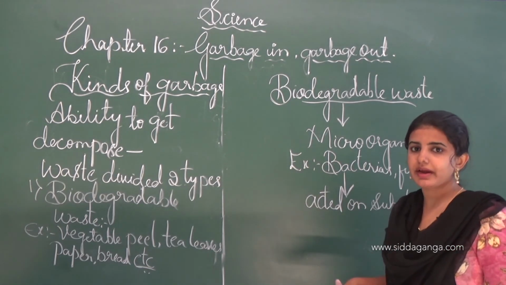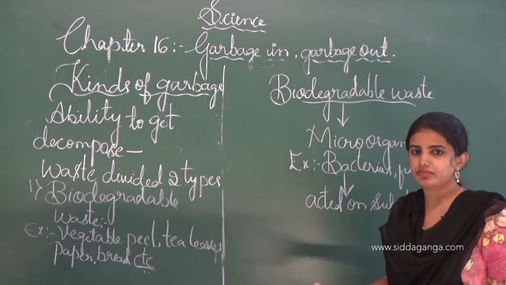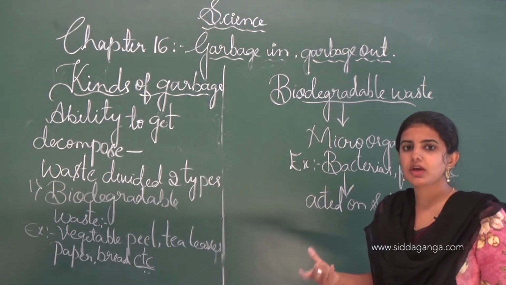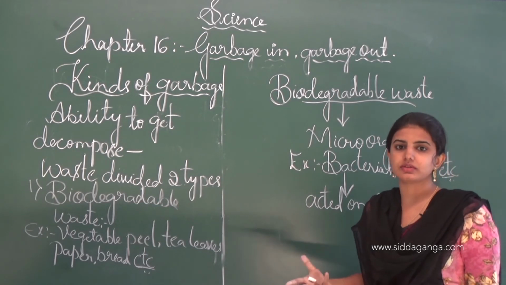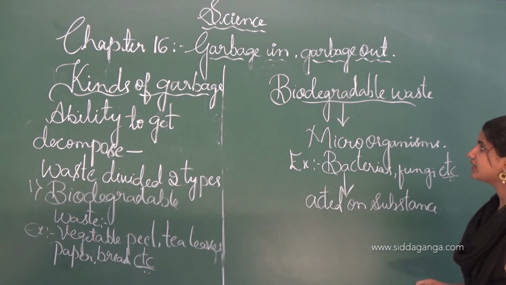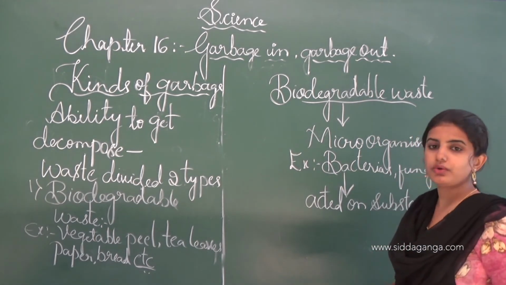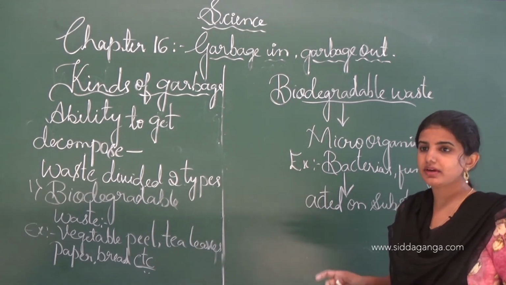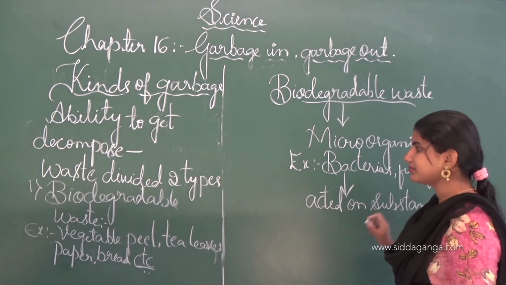Later these will be eaten up, and they provide nourishment for the soil, which is required so that the plants will grow easily. This is how biodegradable waste can be decomposed, whereas non-biodegradable waste is waste on which these microorganisms can't act.